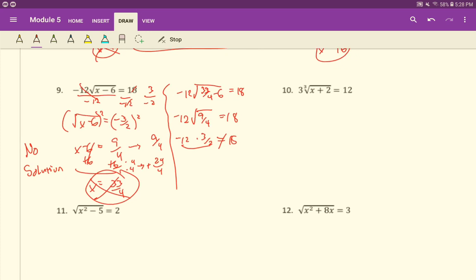What do we do here to isolate? Why don't you go ahead and pause the video, try number 10. Okay, first thing we should do there is to divide both sides by 3. And we get 4. Then we'll cube both sides to get rid of the cube root. Okay. And 4 cubed is 64. And we'll subtract 2 on both sides. And x is equal to 62.